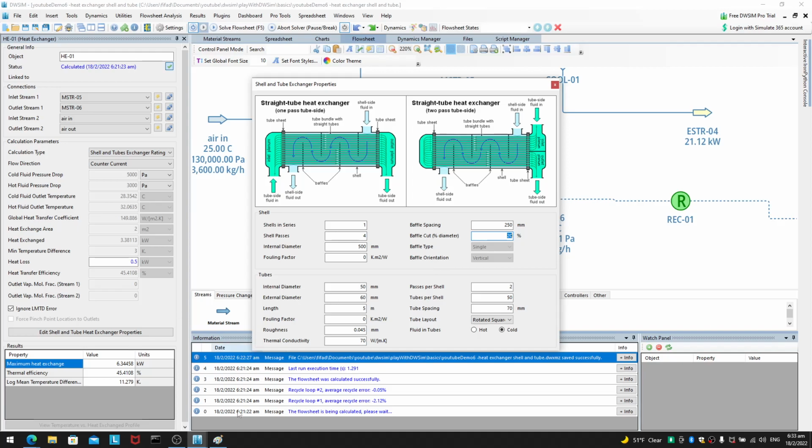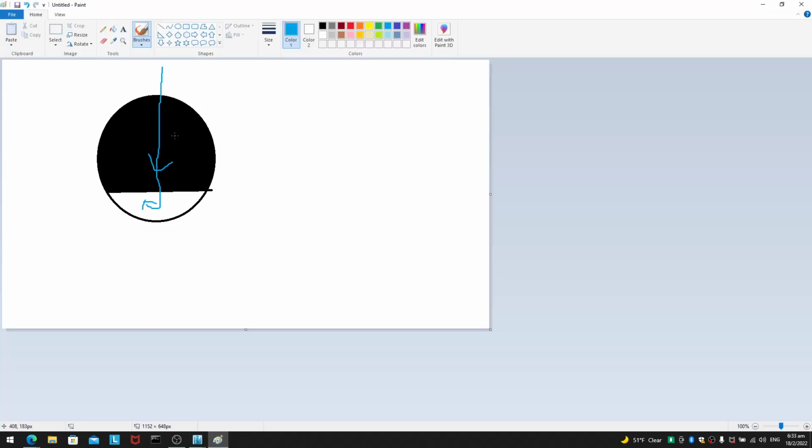So what is baffle cut? Well, remember we had this picture. To force the fluid to flow down across the tubes, you have to put a baffle. But of course, you also have to leave some space at the bottom to allow the fluid to flow through. And maybe this length is 20% of the diameter, where the diameter is the whole length here. The full D is here, the diameter of the shell.